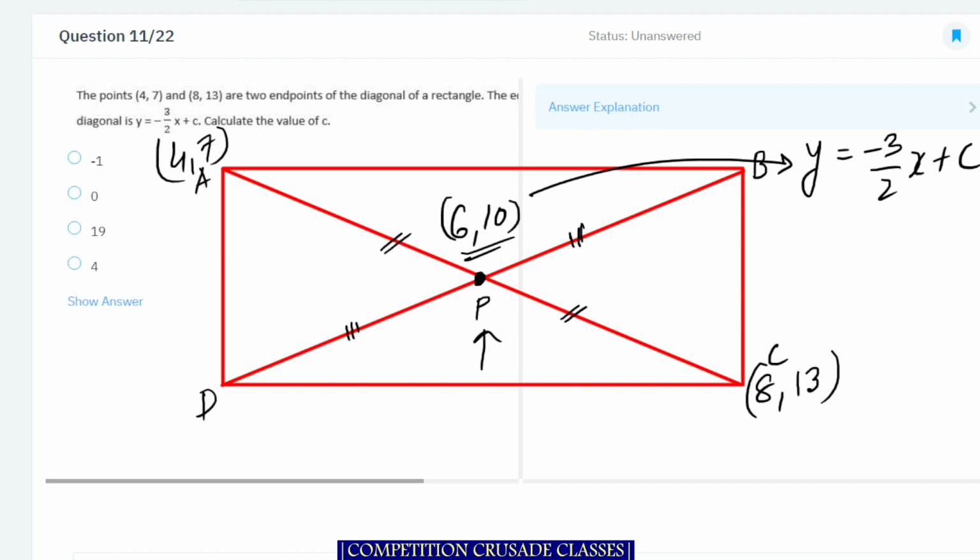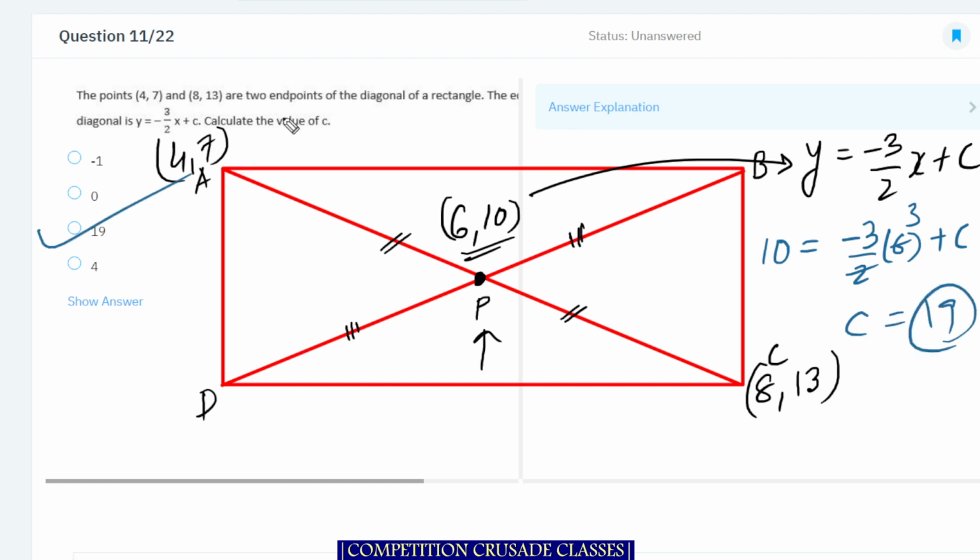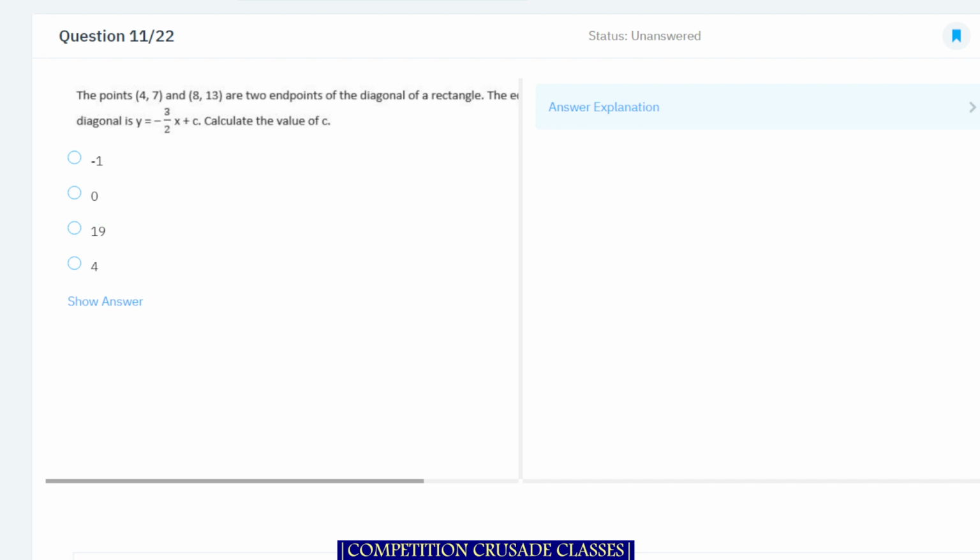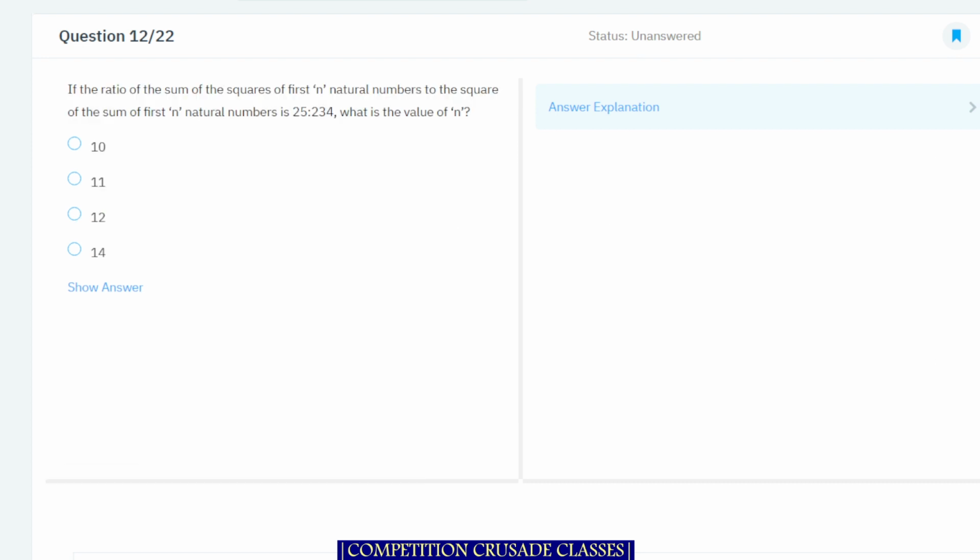So all you need to do is substitute that. Once you do that, you get the idea. So 10 is equal to minus 3 by 2 times x, given as 6, plus c. So this is basically 3, 9 goes that way. So c has to be 19. So 19 is the answer. Easy questions. We're just solving easy questions, just doing the warm up.